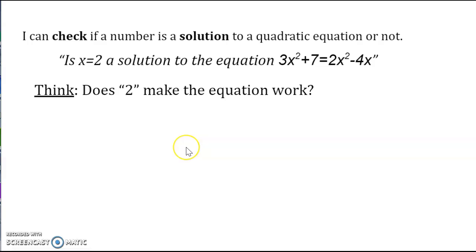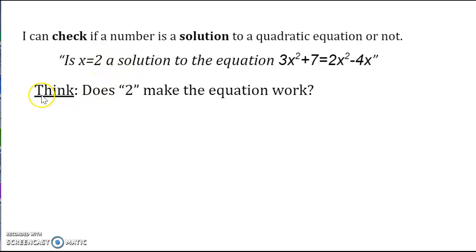Okay, so for those people who are working with me. Okay, so the first problem we're going to tackle is looking to see if you can check, how do you check if a number is a solution to a quadratic equation or not? Is x equal to 2 a solution to the equation 3x squared plus 7 is equal to 2x squared minus 4x? It's not asking you to solve. It's telling you that they found the solution. You just need to check if this is a solution.